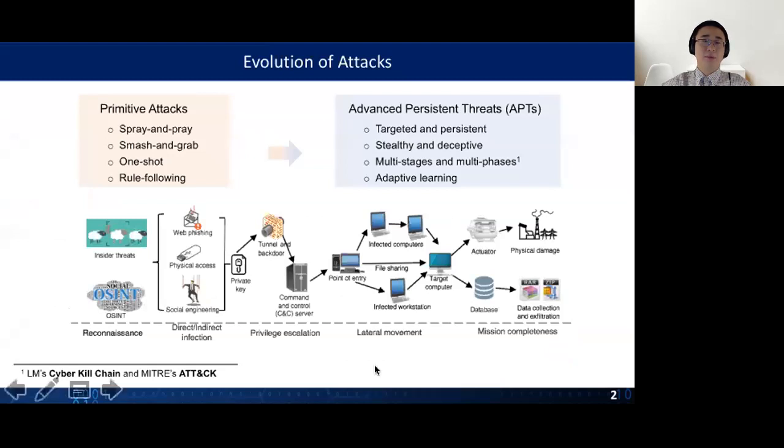Attackers have evolved from being primitive to advanced persistent threats. For example, previous attacks are opportunistic. They launch a lot of attacks and then pray that someone will become the victim. Whenever there is a vulnerability, they exploit it immediately. On the contrary, APTs have specific targets such as a database to obtain confidential data or an actuator to cause physical damage. To reach the target at the final stage, APTs can go through multiple stages such as reconnaissance, initial intrusion, and lateral movements, which can last for years.